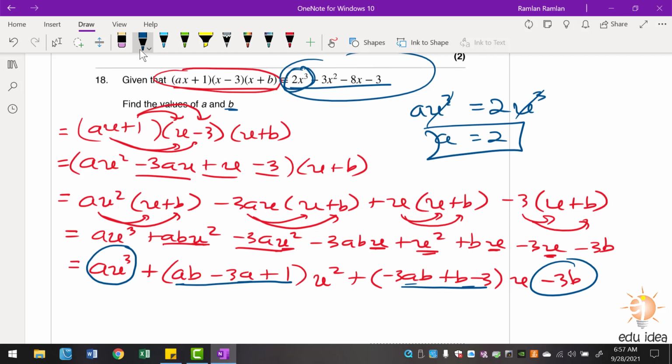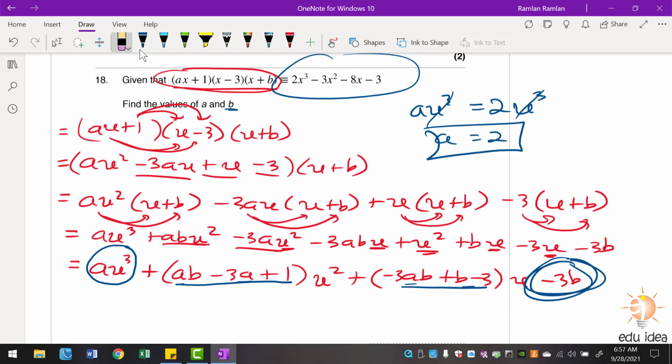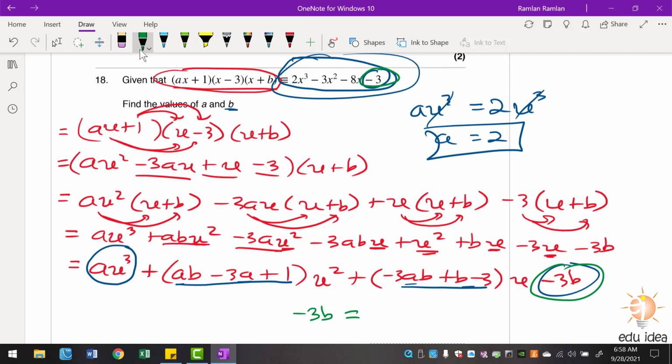So what you need to do is connect this guy with the one here. So which one does this represent in here? Is it the 2x squared, or the minus 3 here, or the minus 8, or this one over here? Okay, so for this one again, because this minus 3b here doesn't have any x, find here the term that doesn't have any x. Which one is it? Yes, it is this guy over here, right? So we can write it down. So minus 3b, this guy, is equal to this guy, minus 3.